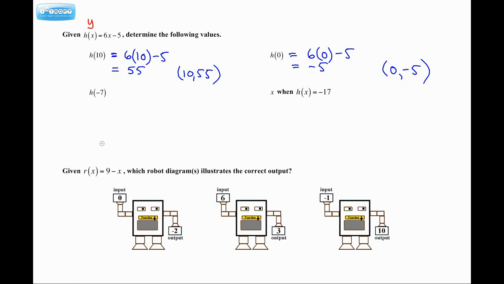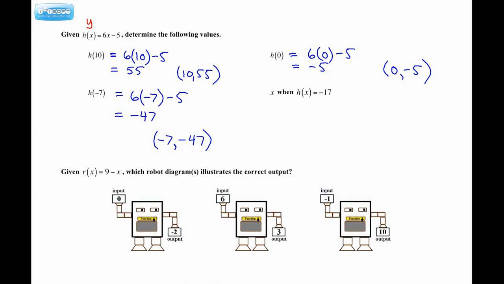Let's do another one. What is h of negative 7? Okay. In other words, what's my y value when x is negative 7? Okay, so I just write out the function, and anywhere I see an x, I just replace it in brackets with that input. There we go. So 6 times negative 7, that is negative 42. Take away 5, that's negative 47. So an ordered pair, x would be negative 7. That's what goes in. And what comes out is negative 47.